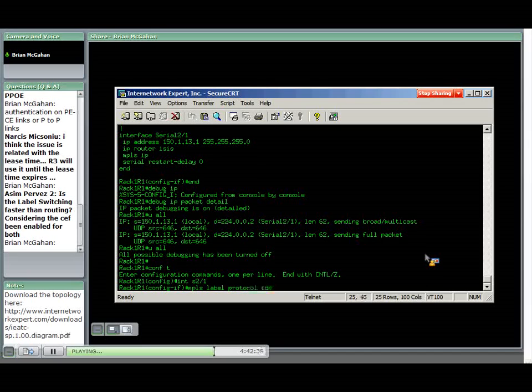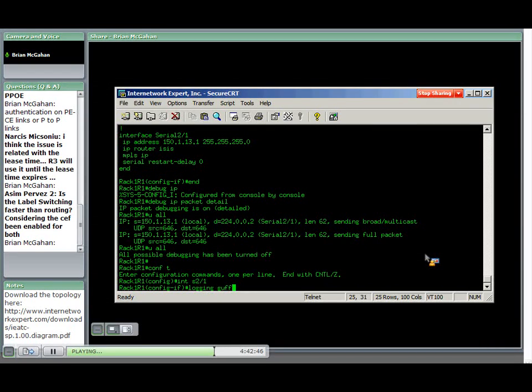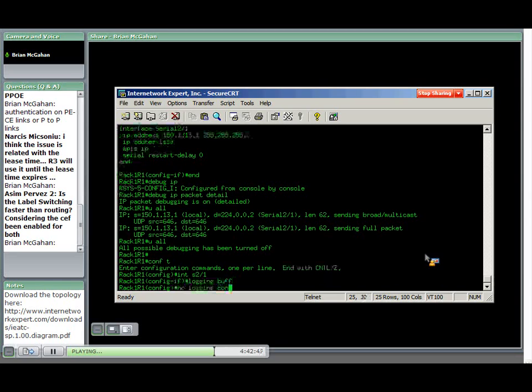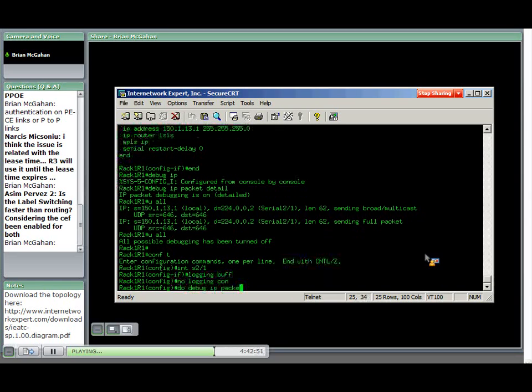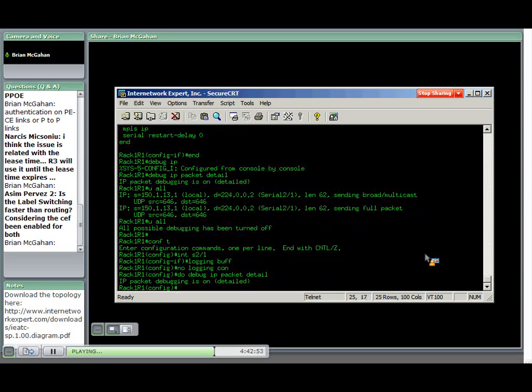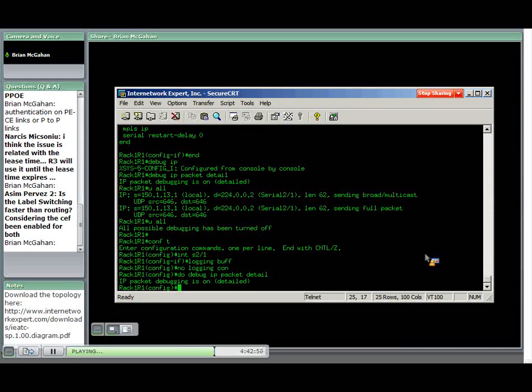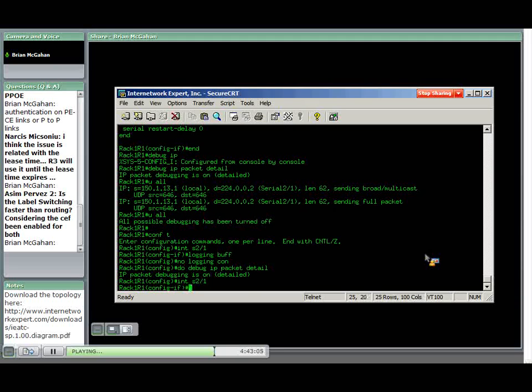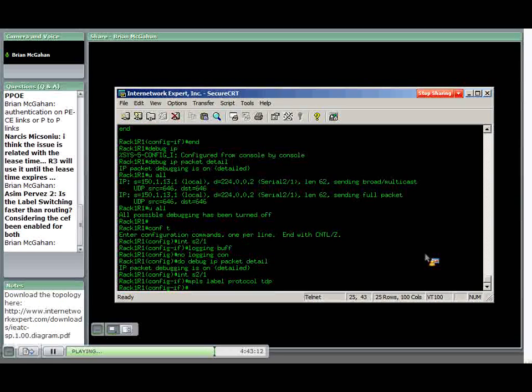Okay, so these neighbors are not going to be able to become adjacent. Now, the label distribution is only going to be locally significant between those particular neighbors. There's no restriction on running LDP on some interfaces, running TDP on some interfaces, then using BGP and RSVP on different interfaces. And we'll see later when we get to complex inter-AS and carrier supporting carrier, we can be running a multitude of different label distribution protocols throughout the network. Okay, so as long as you're running the same protocol with your directly connected neighbor, you're going to be fine.